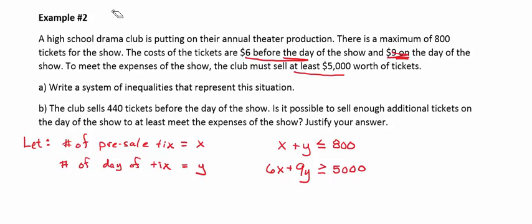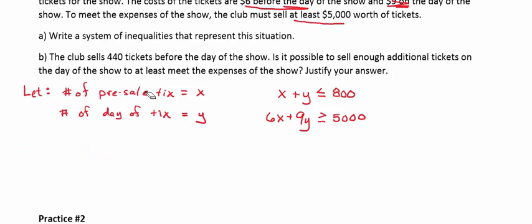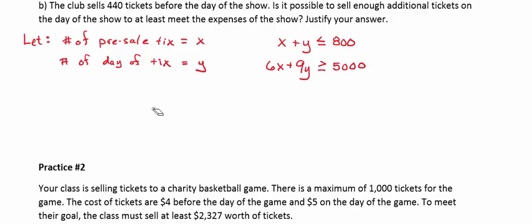Okay, let's look at this next part of the question. In part B, it says the club sells 440 tickets before the day of the show. Is it possible to sell enough additional tickets on the day of the show to at least meet the expenses of the show? Justify your answer. So what I would do here is pay attention to the fact that it says these 440 tickets are pre-sale tickets, the day before the show.